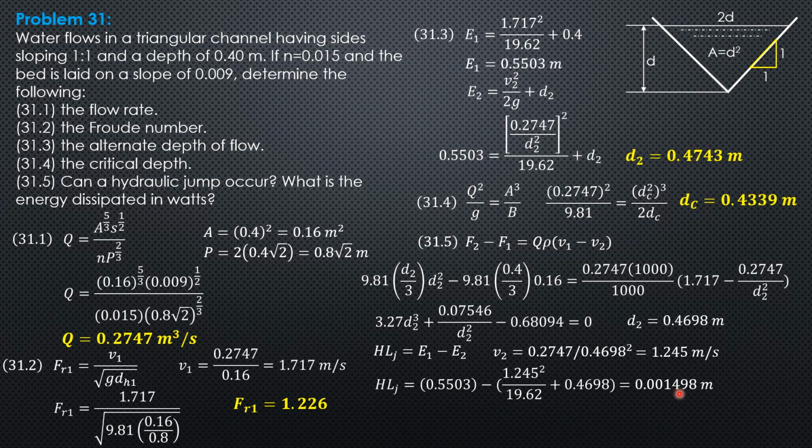Take note, you cannot use the formula depth 2 minus depth 1 cubed over 4 depth 1 depth 2. That was for rectangular sections. This is not a rectangular section. So power loss or energy dissipated in watts is Q times specific weight of water times head loss. So 0.2747 times 9,810 newtons per cubic meter times 0.001498. So the power loss or energy dissipated is 4.037 watts. So that's it for this problem.